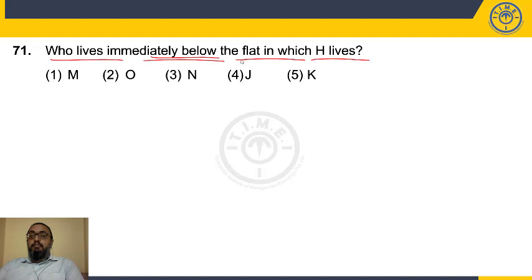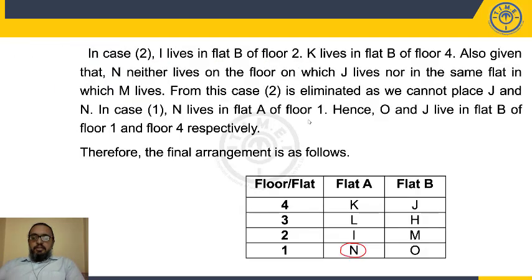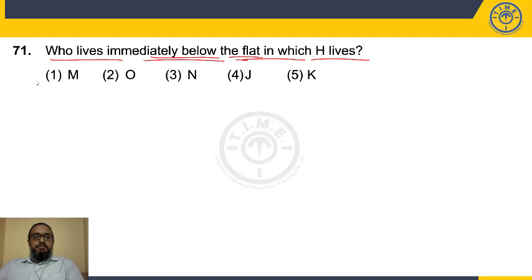Next, who lives immediately below the flat in which H lives? Now he's asking immediately below the flat in which H lives. So who is immediately below the flat in which H lives? It is M. So M is the answer, first option.